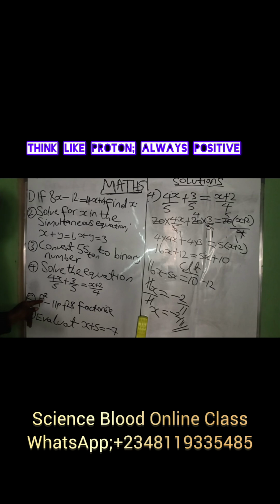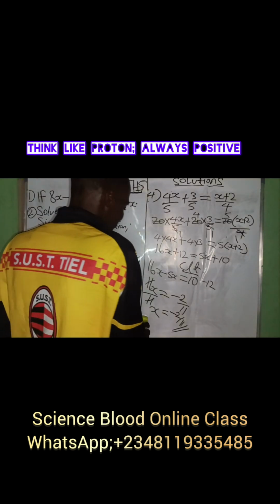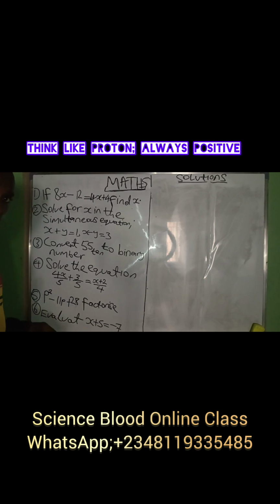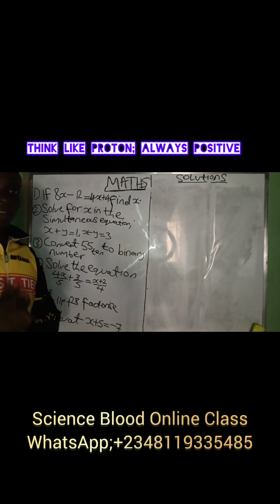Question number 5 says p raised to the power of 2 minus 11p plus 28. We should factorize. Okay, let me clean up this. Question number 5, look at it, please. Question number 5 says p squared minus 11p plus 28. We have to factorize this. We don't have much time.